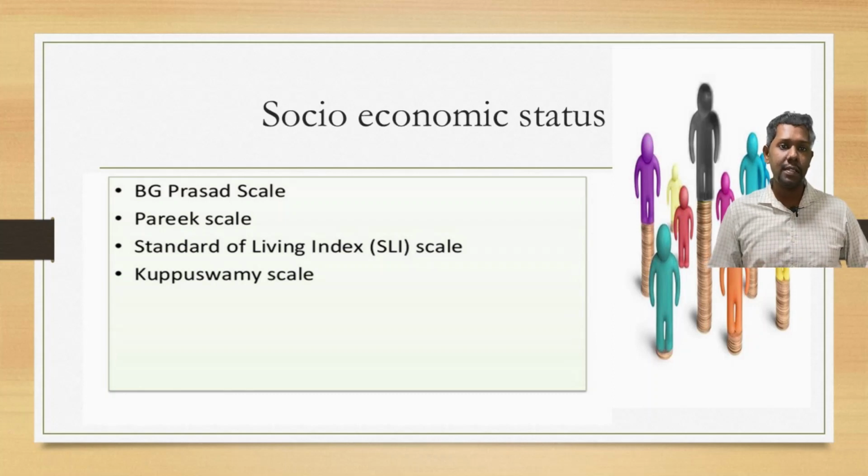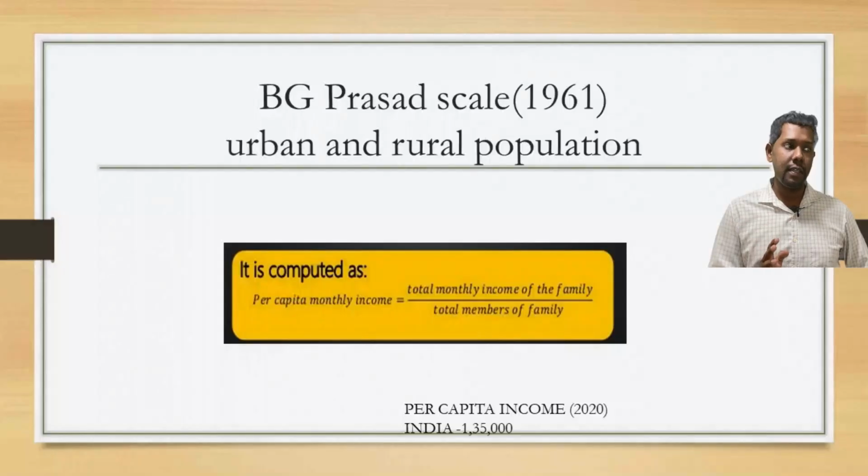There are various scales to assess the socio-economic status of the particular patient, like the Pareek scale, Prasad scale and finally the Kuppuswamy scale, which has been modified in various years. Coming to the Prasad scale, it was originally given in 1961 and then modified in 1968 as well as in 1970. And finally it was modified again in 2004. It is based on per capita monthly income. Also in 2004, they included the below poverty line.